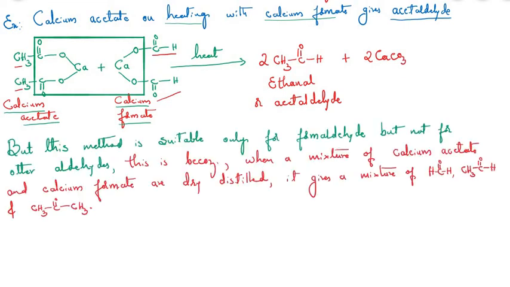But this method, whatever we have prepared, that is ethanal, by this reaction, right students? But this method is suitable only for the preparation of formaldehyde, but not for other aldehydes. This is so because when a mixture of calcium acetate and calcium formate is subjected to dry distillation, it will be giving three products. The first one is formaldehyde, second one is acetaldehyde, and the third one is a ketone. Let us try to understand how this is possible.